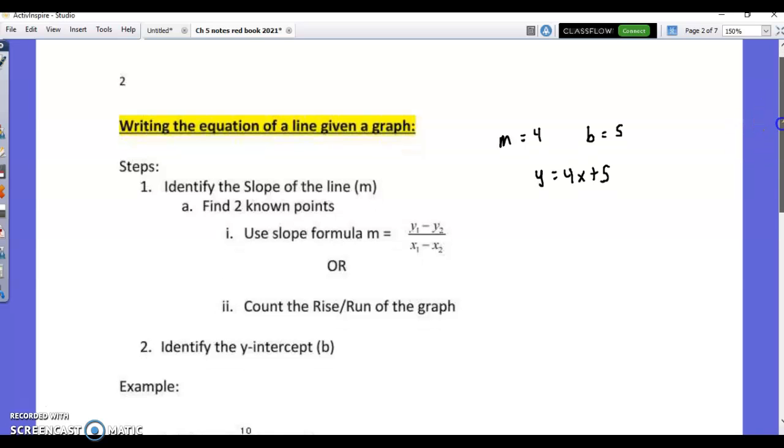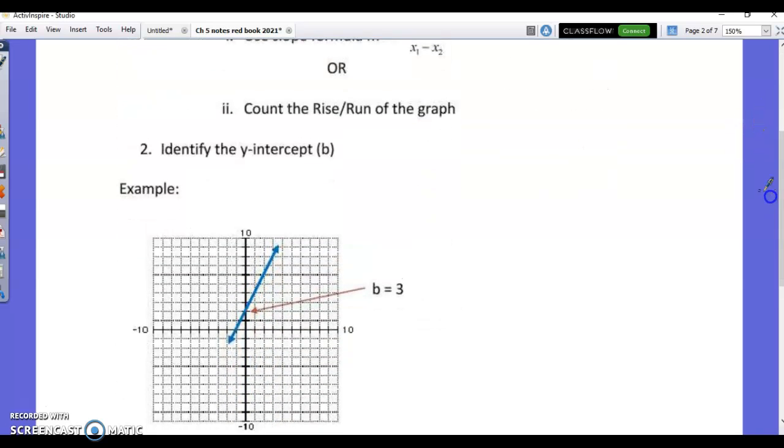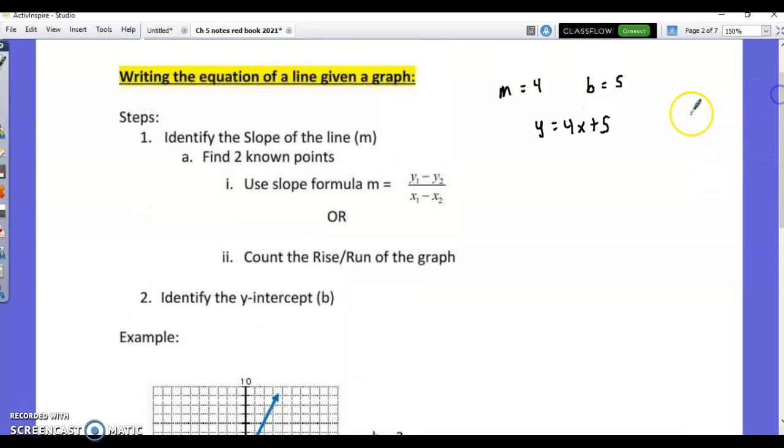All right, so you will have a graph of a line, and then you're going to have to write the equation of what this line would be. So here are the basic two steps you need to do. One, you need to identify the slope of the line, and you need to identify the y-intercept. Now the y-intercept is going to be given to you on the graph. You should be able to see it if it's a whole number. So that would be almost like the first thing I would do.